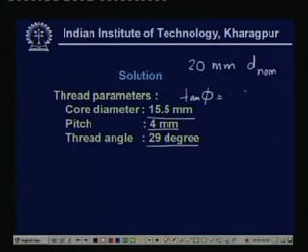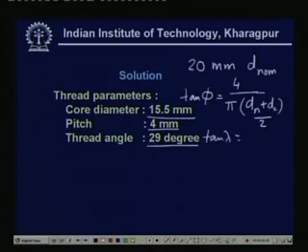So, therefore, we know phi: tangent phi will be equal to pitch divided by pi times the pitch diameter, since it is single threaded, that is 4 divided by pi d. For the Acme thread, the pitch diameter will be equal to the nominal diameter plus the core diameter by 2. So, this is nothing but the mean diameter. When you calculate, you get the value of phi. Then you have to calculate the value of lambda, that is tan lambda is equal to 0.15.